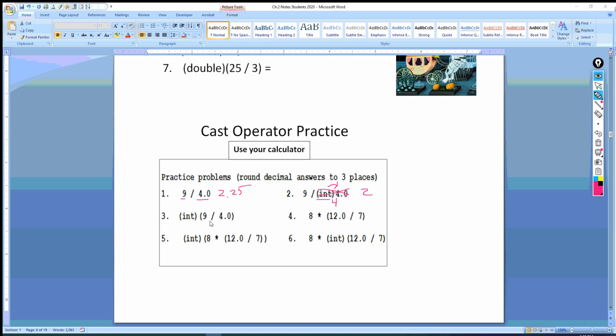And then you go to number 3. Here again, you do the operation inside the parentheses first. So 9 divided by 4.0 is exactly this, and that's 2.25. Then we apply the int cast operator on the decimal 2.25. It's going to change the decimal into an int, so we drop the decimal, and it becomes just a 2.